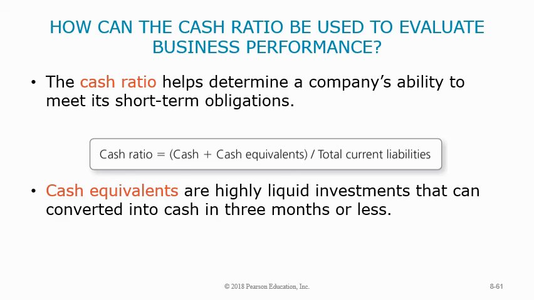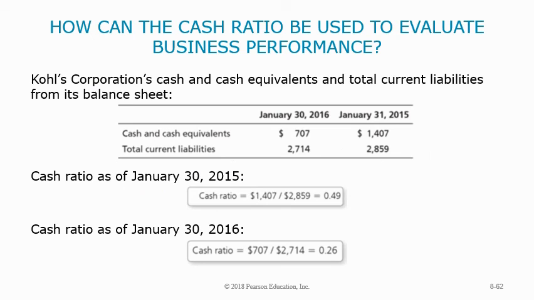For example, accounts receivable. Here is an example for this from Kohl's, and we're going to look at 2 years here because it's always good to compare them. So our cash equivalents and total current liabilities from their balance sheet. So their cash and cash equivalents for 2016 was $707. For 2015, it was $1,407. And then the total current liabilities was $2,714. And for 2015, it was $2,859.